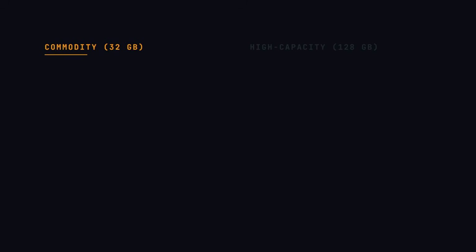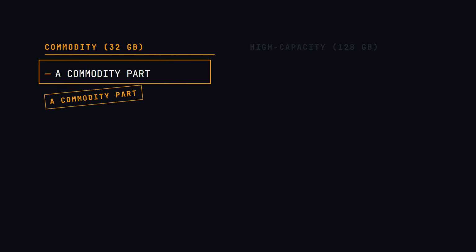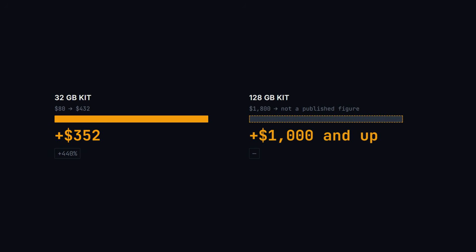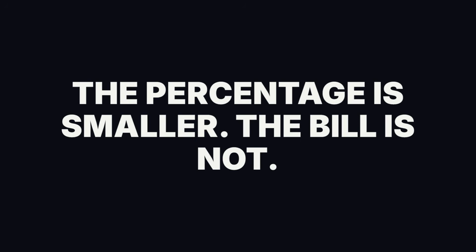What you may not know is that the part of the market this model needs behaves differently. The 32 gigabyte kit everybody quotes is a commodity part. $80 to $432 is a $350 swing. The same kind of move on a 128 gigabyte kit is a swing of over $1,000. The percentage is smaller, the bill is not.